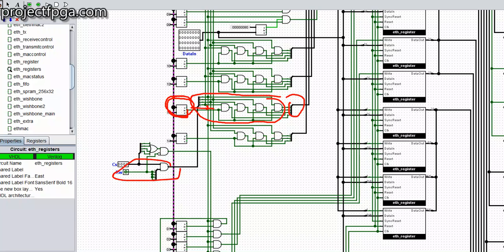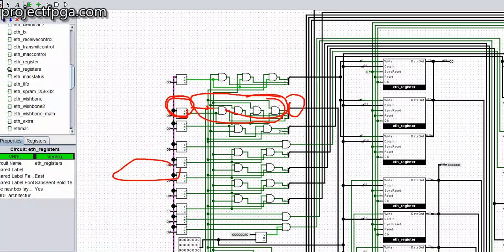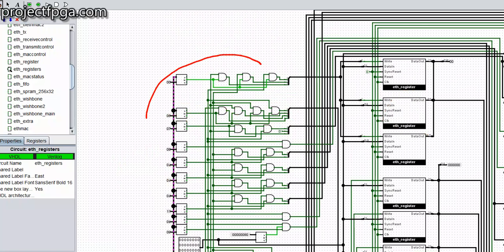So if the selected address is correct, this one turns on and brings out this input. Then this chip select chooses which of the AND gates is going to be turned on, and if they are chosen, as you can see, the outputs of those AND gates are what feed into the write signal of each register block. This is how the write signal of each register is gotten.